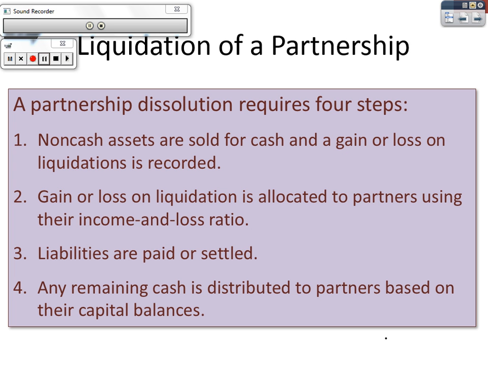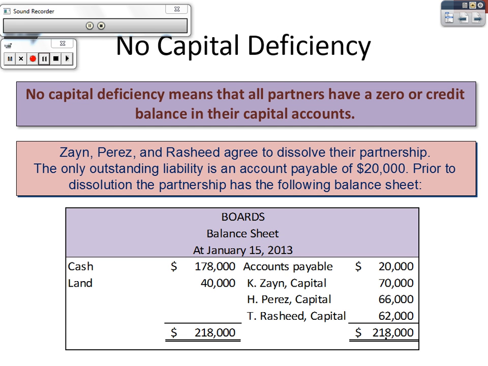Third, liabilities are paid or settled. Nobody can get any kind of money from liquidation of the business until debt is completely satisfied and paid off. Lastly, any remaining cash is distributed to partners based on capital balances. So you remember how Zayn and Perez came in with how much? Zayn had how much in his capital? 30,000. And Perez, 10,000. So in this example, no capital deficiency means that each of the partners had no debit in their capital balances.